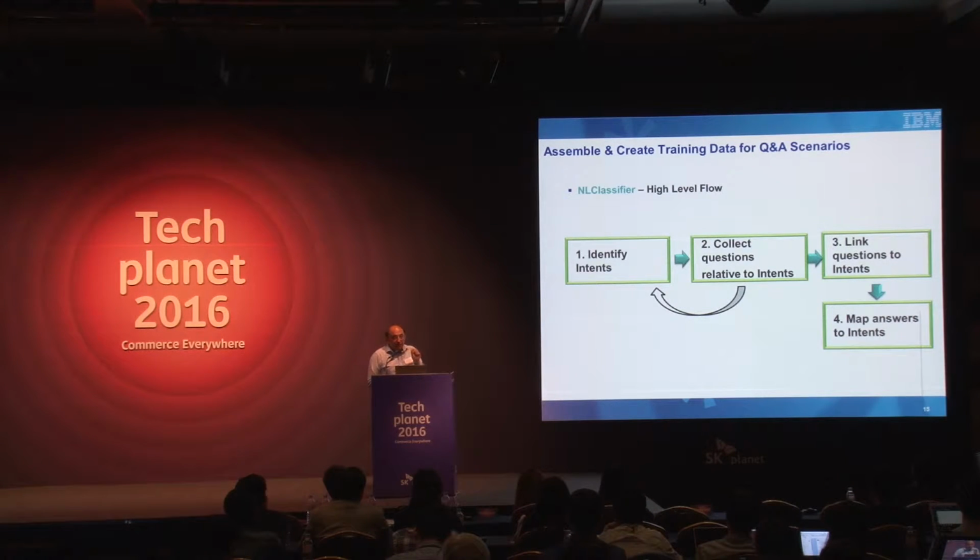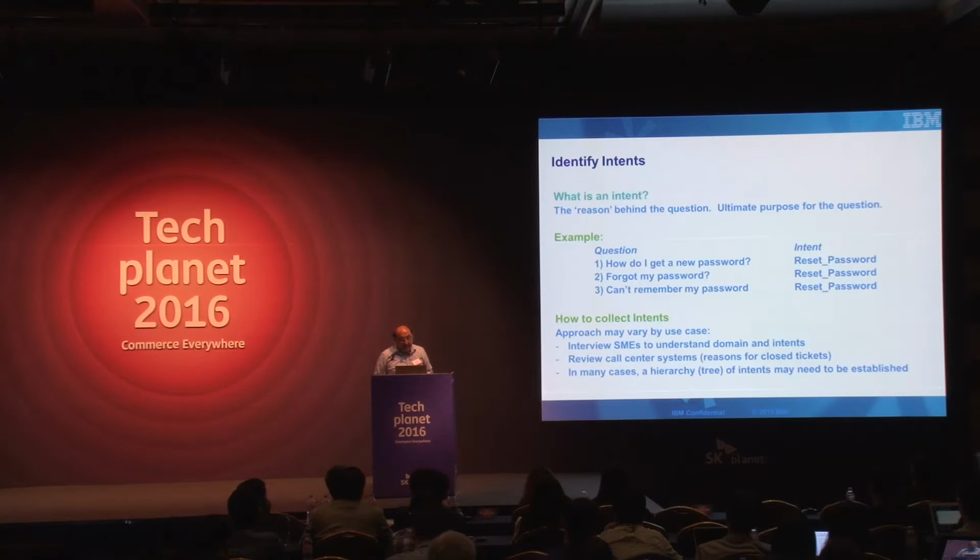So let me talk a little bit more about the classifier in a little bit more detail. The idea is when you want to build a classifier for a domain, you have to identify the head of the distribution, which are the most frequent intents. And what I mean by intents are the actual type of answer the user is looking for.